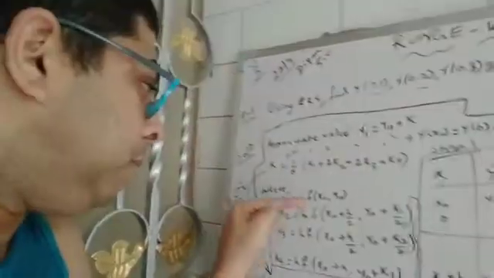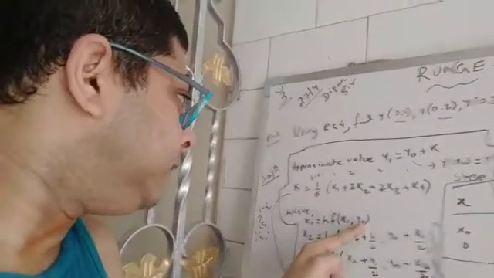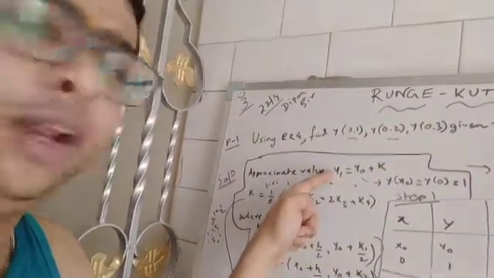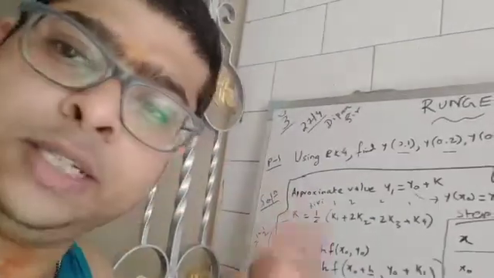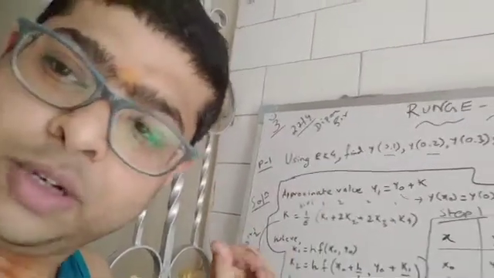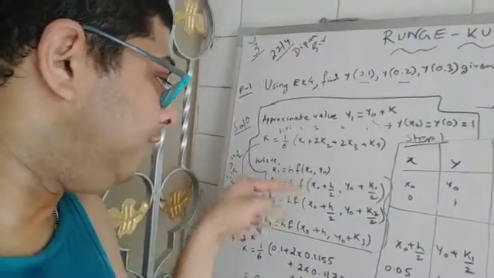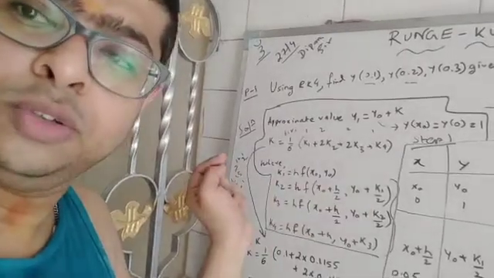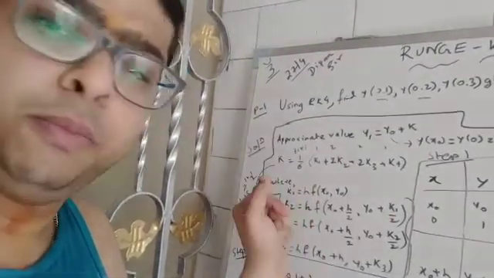For k1, my x value is x0 and y value is y0. Remember this. Since we are calculating y1, that's why it is x0 and y0. If I were calculating y2, then it should be x1, y1. If it is y3, then it should be x2, y2, and so on. Just increase the index by 1. So this is your k1. And k2 is basically h times f at the point x0 plus h by 2 and y0 plus k1 by 2.